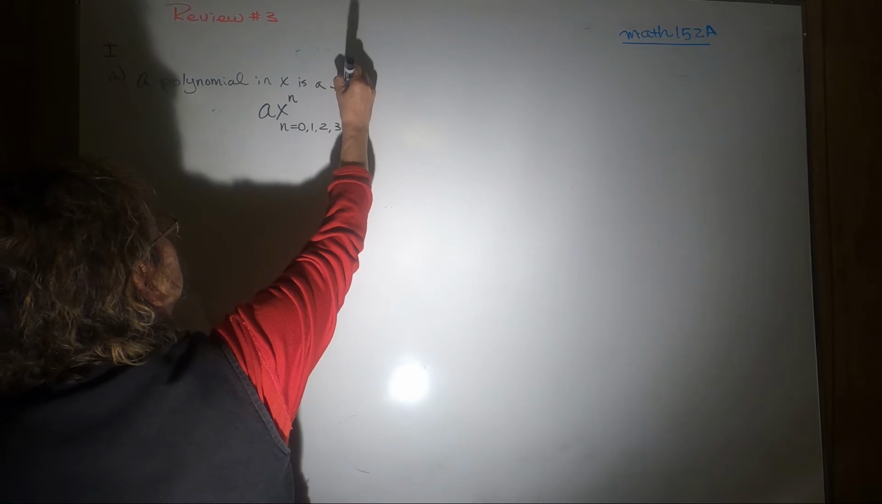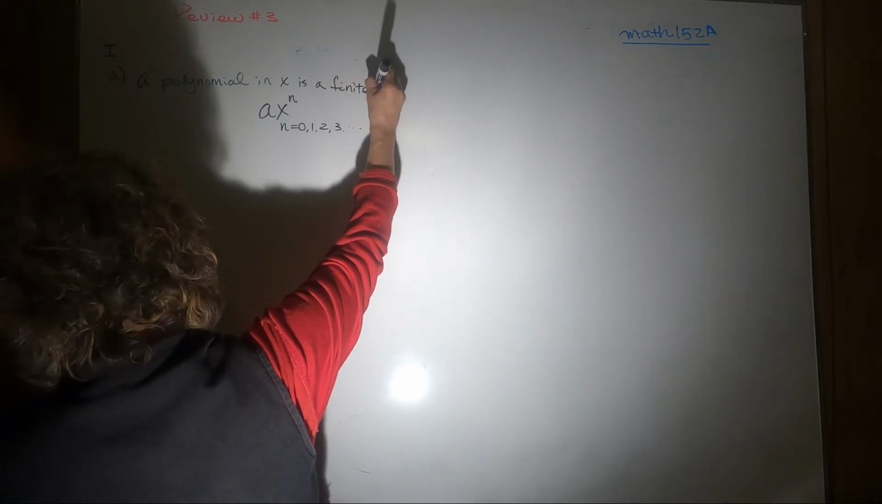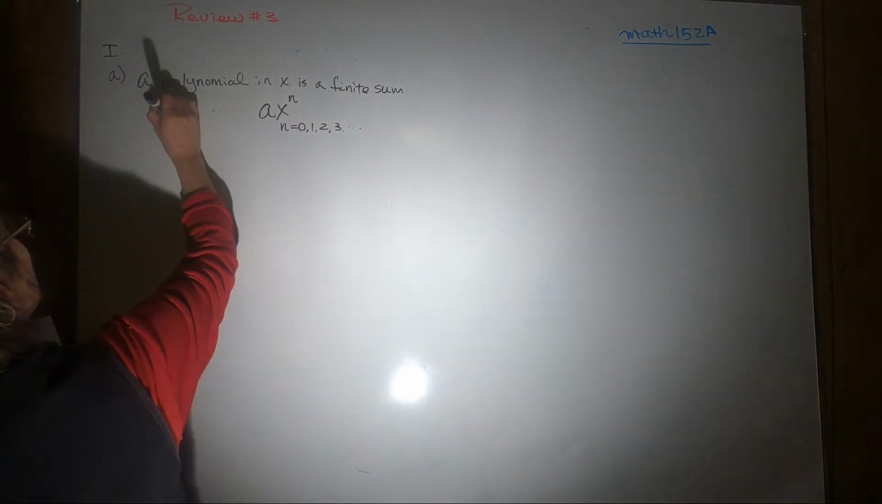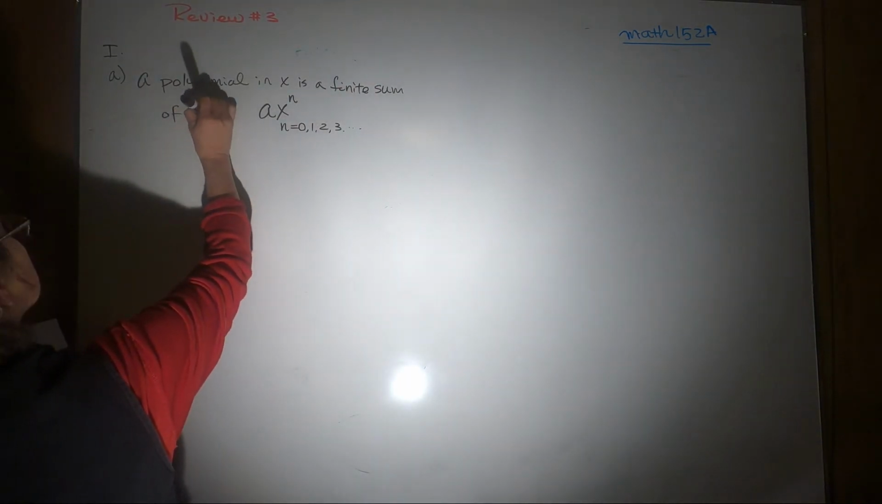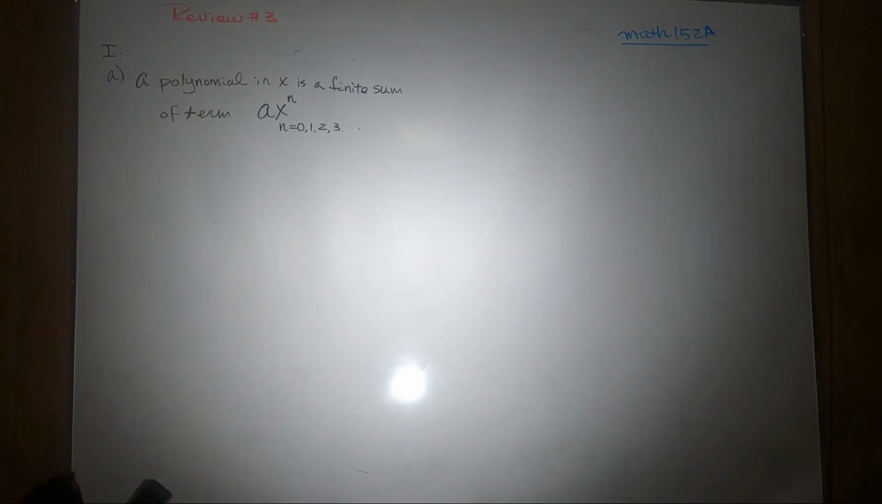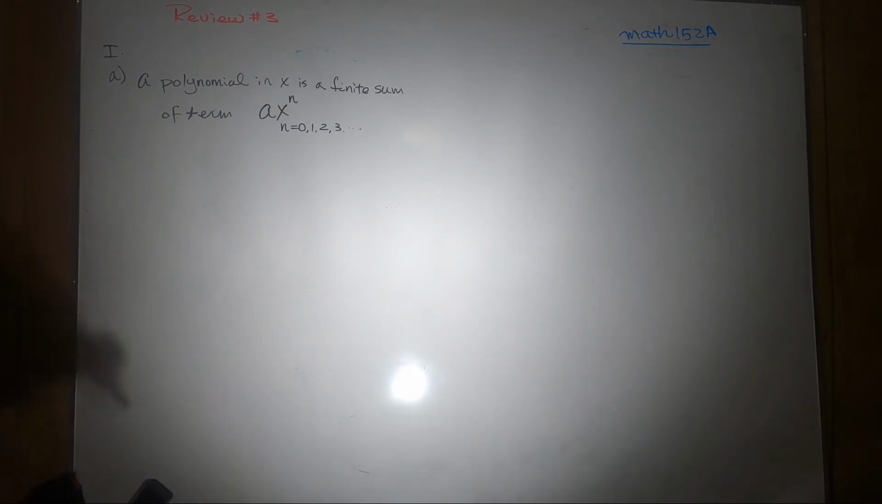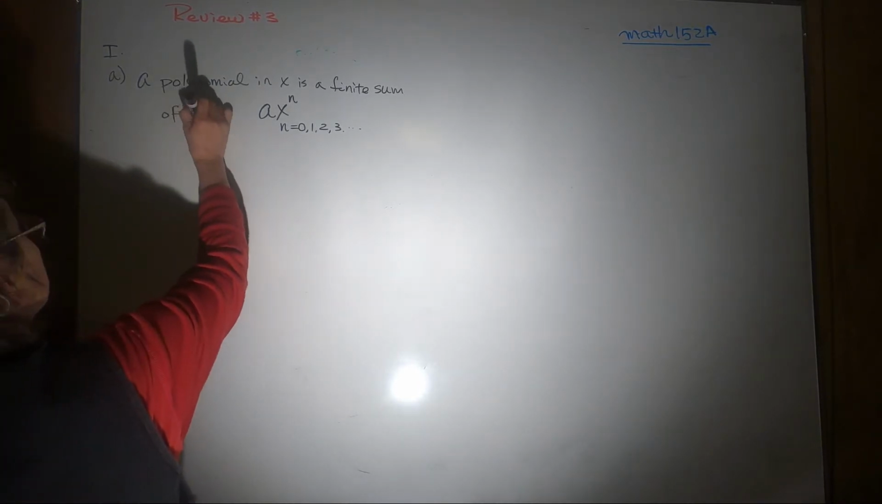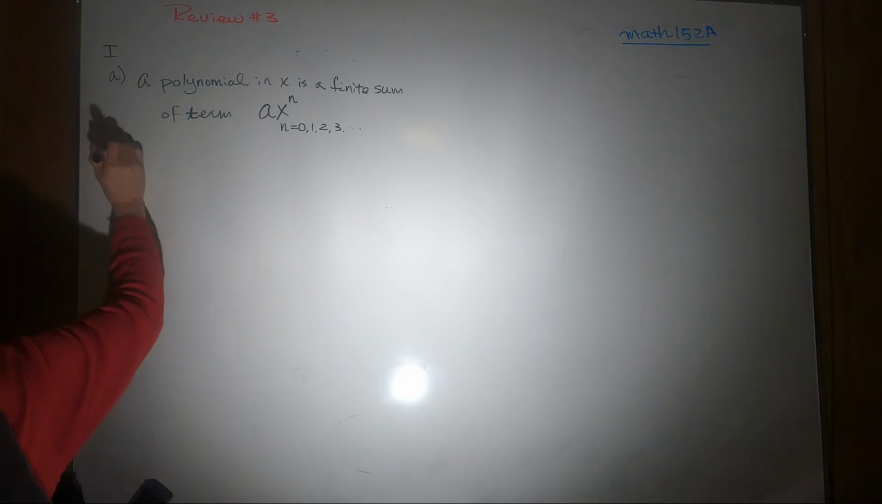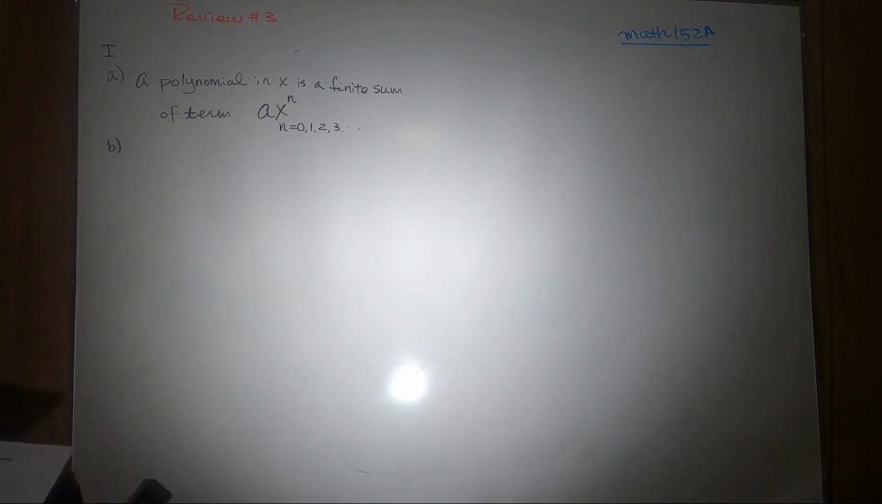So we say a polynomial in x, just one variable for now, is a finite sum of the terms like those, right? We don't do infinite. Infinite has a different meaning, okay? We just say, okay, 10 terms, 5 terms, as such. So that's how we describe a polynomial, right?